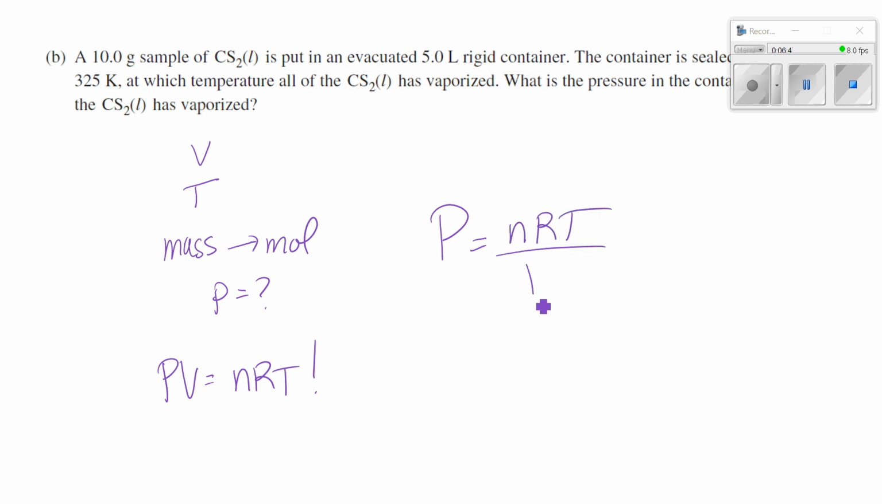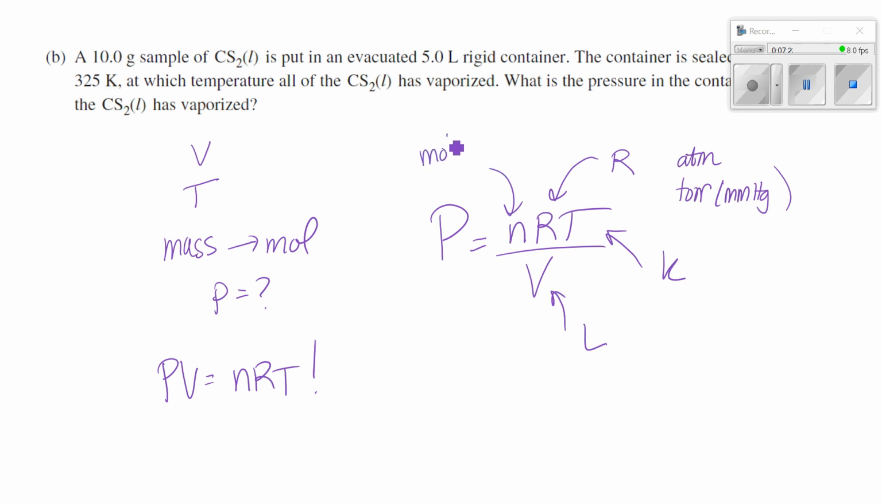Some things to keep in mind in a PV equals nRT calculation is pay attention to your units of R. In this context, I don't think they specified what pressure unit it had to be in. The R value varies with pressure. So there's one R value that has units of atmospheres and one that gives it in torr, which is otherwise known as millimeters of mercury. And you need to make sure that your temperature is in Kelvin, your volume has to be in liters, and you have to convert your grams into moles here.